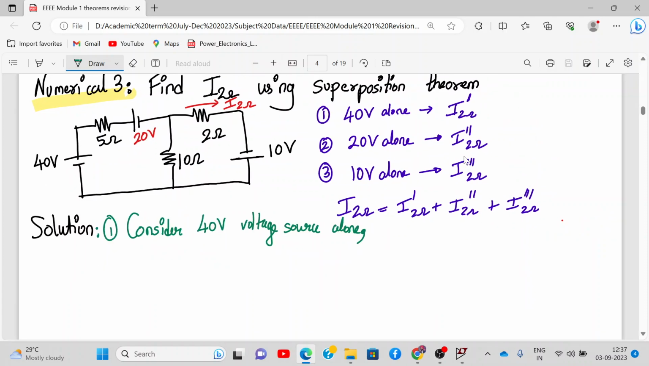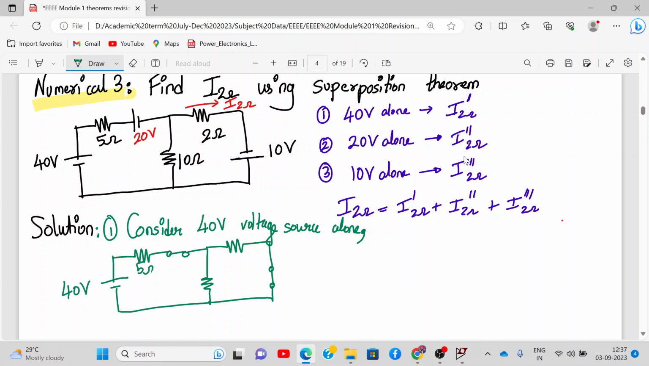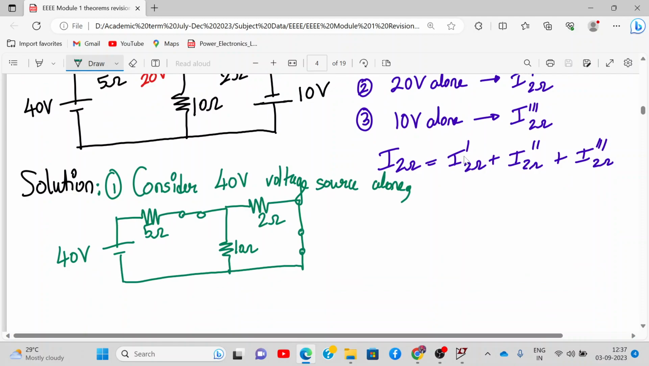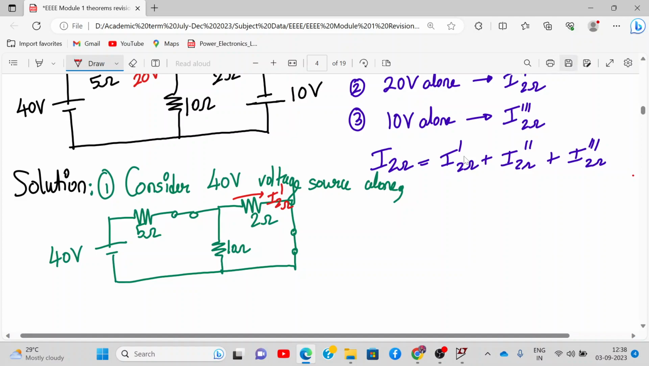When you consider the 40-volt voltage source alone, how will my circuit be? Like this. Others will be short circuited. Only one source will be active at a time. So this is 40, this is 5, this is 10 and this is 2. Did you all get it? And this current flowing over here will be I2 dash. Understood or no?